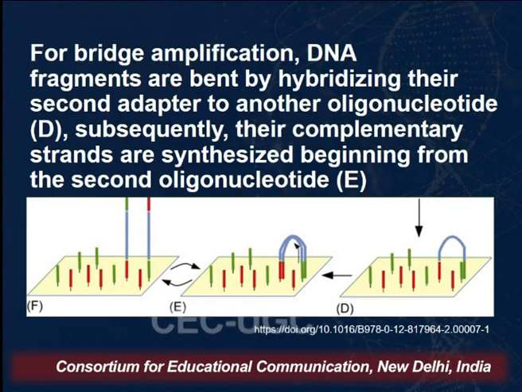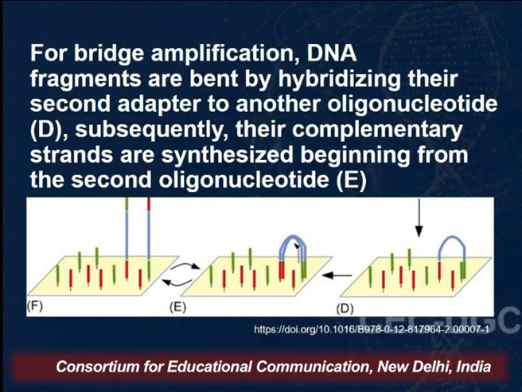Then subsequently bridge amplification occurs. It is an important aspect of the Illumina sequencing platform. What is this bridge amplification? For bridge amplification, the DNA fragments are bent by hybridizing their second adapter to another oligonucleotide. You can see the fragment that is coming, as I said, the adapters are attached to either ends. Now, they can be the same adapters or they can be different adapters. It depends upon us, because we are designing the adapter sequences and putting them onto the oligonucleotide that needs to be sequenced. So, there are other adapter molecules also attached to the slide.